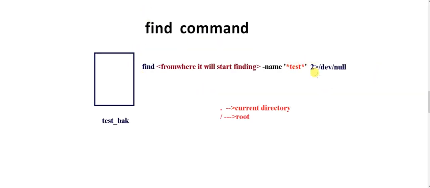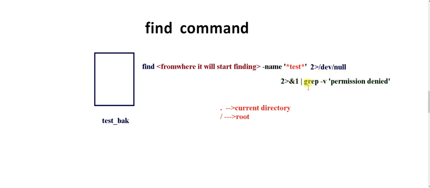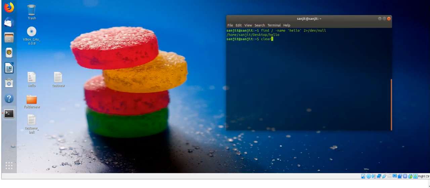The second string you can attach, till here it will be the same, but in place of this you can attach this particular string as well. Like 2>&1, and after that grep -v "permission denied". Let me show you, both will give the same result. Let me clear the screen.